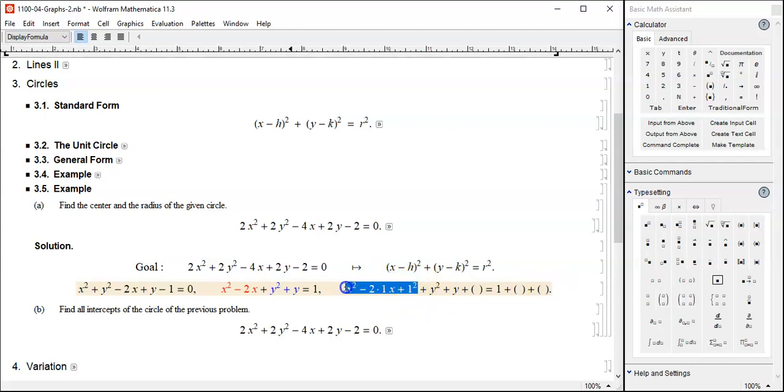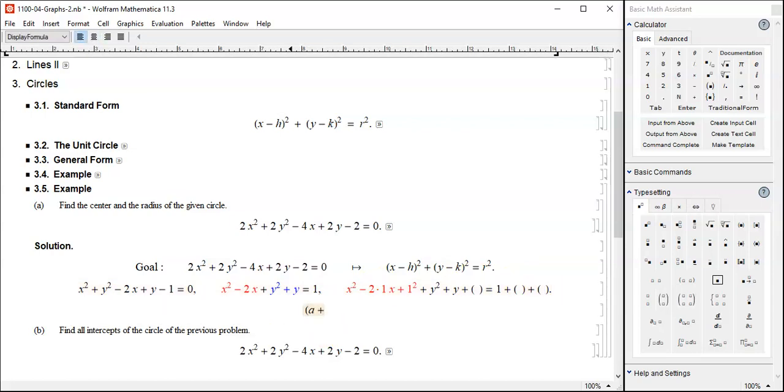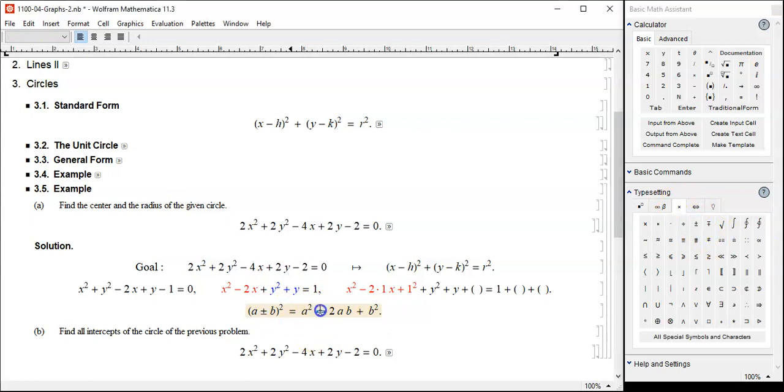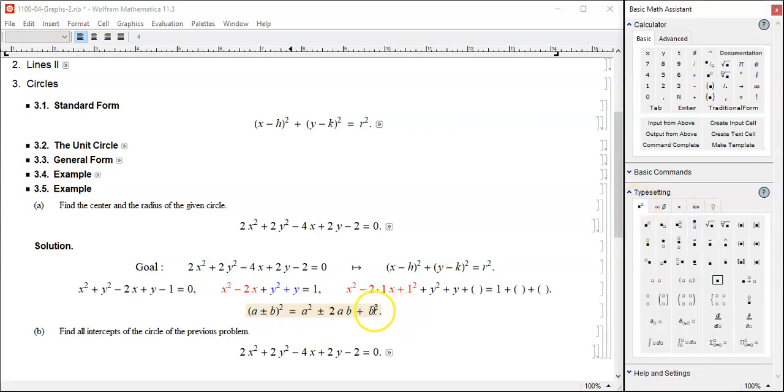So that's how you can complete the square. What did I just use? I just used a plus b total quantity squared is equal to a squared plus 2ab plus b squared. So here, in place of a, I have x. In place of b, I have 1. And this 2 is part of the formula. By the way, if this is minus, then that's minus. And I should write like this, either plus or minus. So that's how we get this 1 squared.